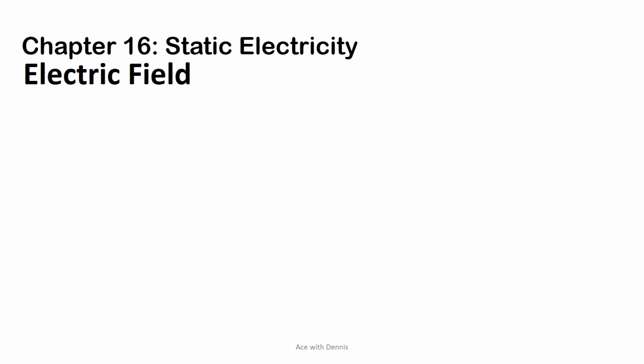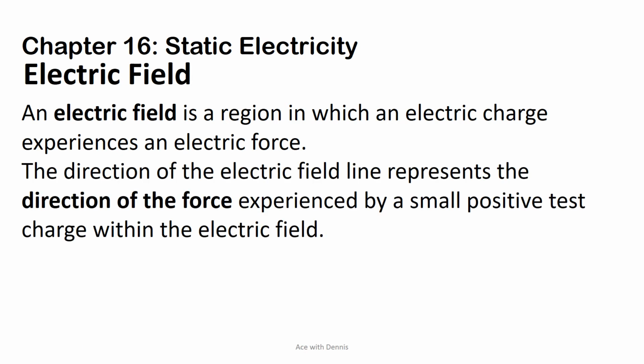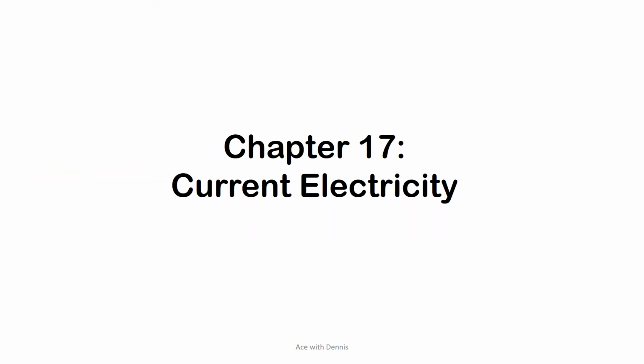Electric field. An electric field is a region in which an electric charge experiences an electric force. The direction of the electric field line represents the direction of the force experienced by a small positive test charge within the electric field. Chapter 17, Current Electricity.